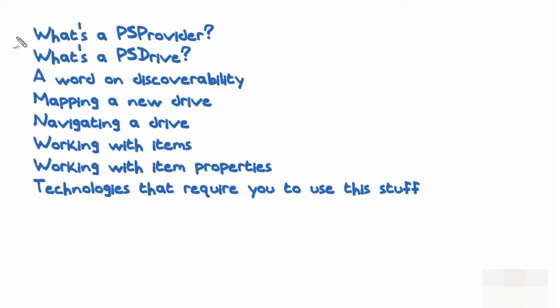So now you know what a PS provider and a PS drive is. You know that these are not the most discoverable things in there, but you do know that there are certain technologies that require you to use them. So there's a reason to know this stuff, even though, frankly, I don't think it's as well put together as the cmdlet side of things. But now you know how to map a new drive, you know how to navigate that drive, you know how to work with the items in that drive, and you know how to work with the properties of the items, the item properties in that drive.